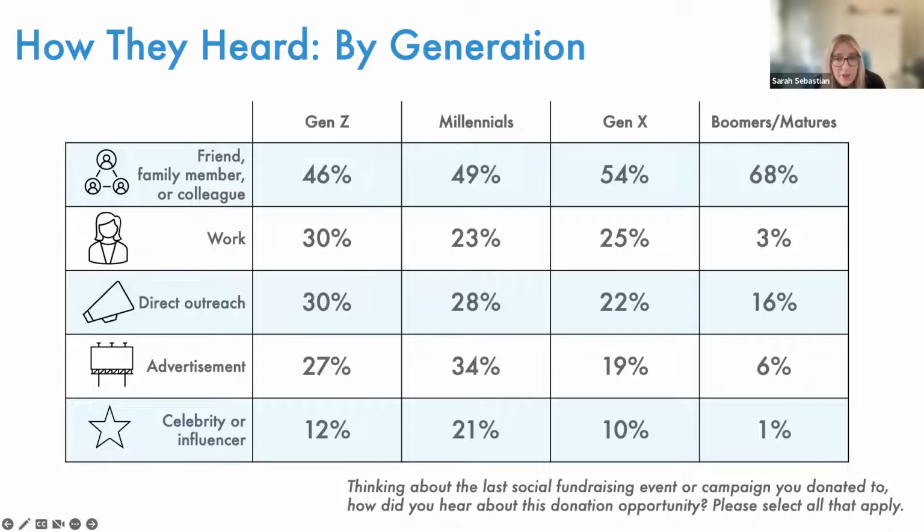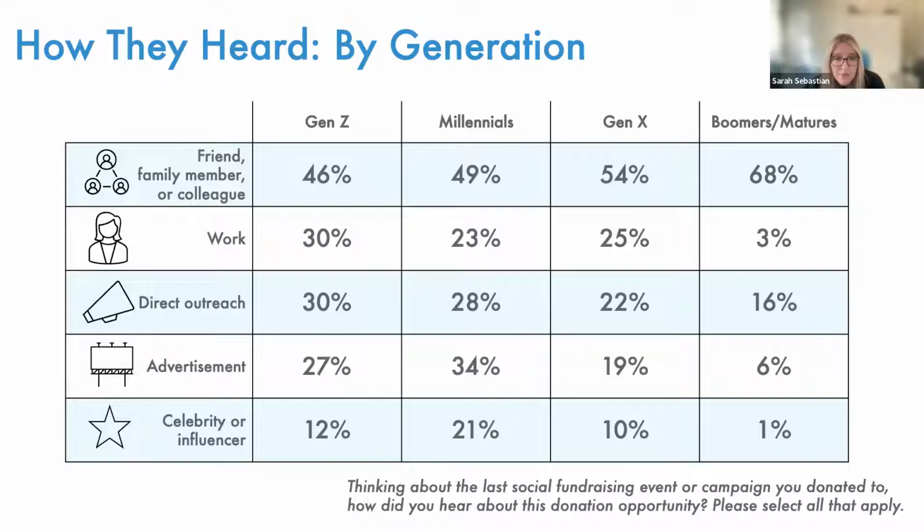Okay, I broke that out by generation here, how they heard about it. Across the board, hearing about an event or social giving opportunity from a friend, family member, or colleague is number one, no surprise there. There's a relatively close split across Gen Z, Millennials, and Gen X when it comes to hearing about an opportunity through work. And when it comes to outreach, boomers and matures clock in at 16% here. But take note, it was the number 2 way that they did hear about an event or a social giving opportunity after their networks. So that direct outreach is working well with that generation.